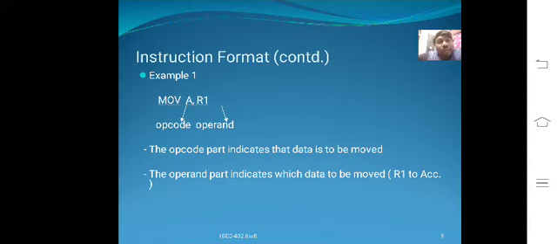A is the opcode, R1 is the operand. The opcode part indicates that the data is to be moved. The operand part indicates which data is to be moved. That means R1 data is moved to the A register. If you are storing some particular value in the R1 register, the value is moved to the A register by using this instruction.